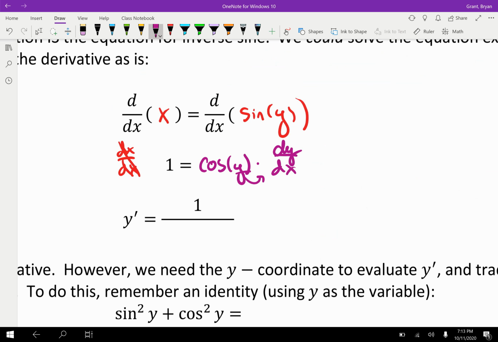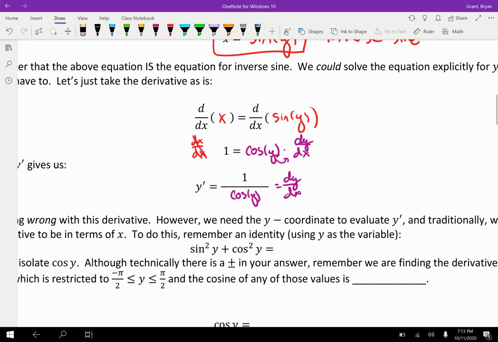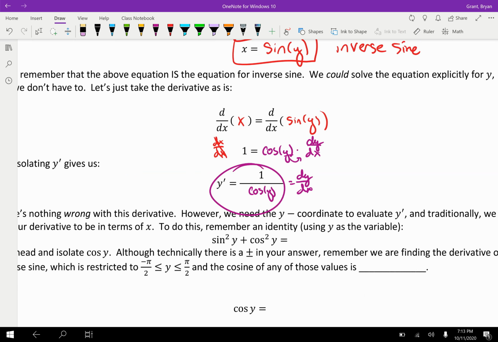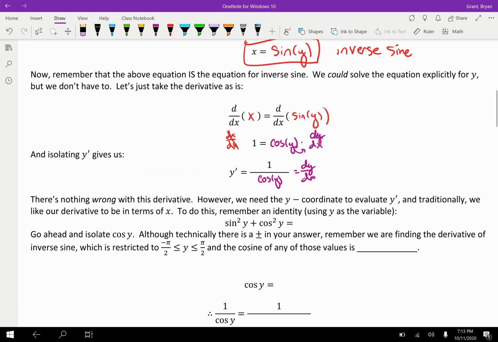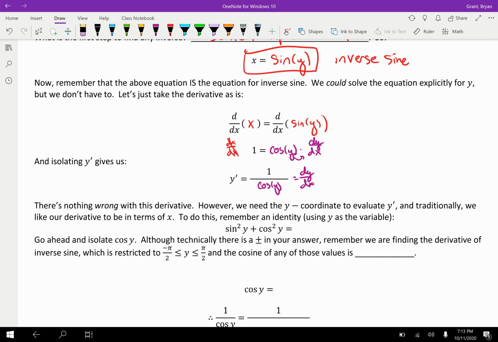And then I think isolating dy dx, because our whole goal here is to isolate dy dx, all we need to do then is divide cosine of y over to the other side. So we get 1 divided by cosine of y equals dy dx, or I wrote it over here as y prime. And great, we've found the derivative of inverse sine. However, this derivative uses an input of y, and although there's nothing wrong with that, traditionally we like our derivative to be in terms of just x if we can.